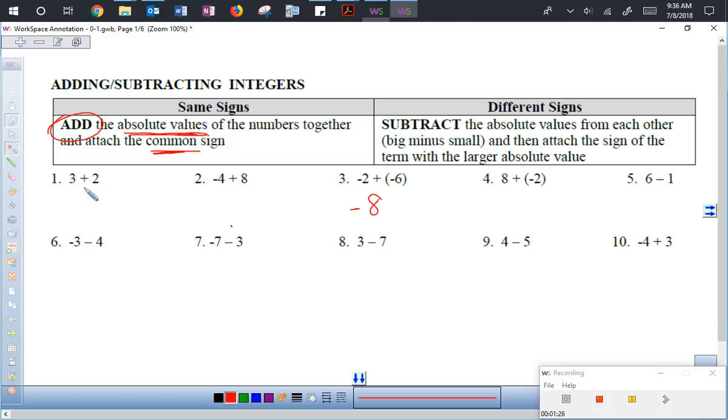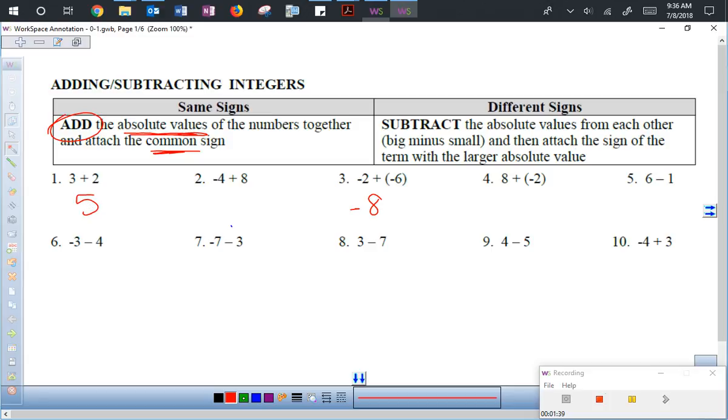Again, on number 1, we have a 3 plus a 2. They both have the same signs. So we're going to look at just the numbers 3 and 2, add them together, and get a 5. And now that we have added them together, we're going to attach the common sign, which is a positive, so it's a positive 5.